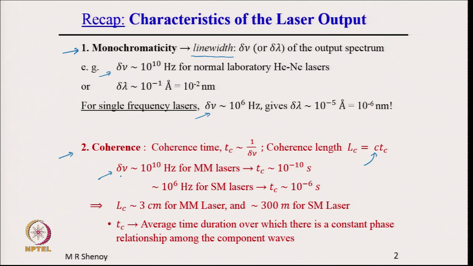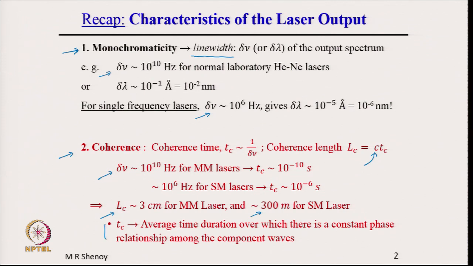For delta nu equal to 10 to the power of 10 hertz, which is typical of multimode lasers, T c is of the order of 10 power minus 10 seconds, whereas for delta nu of the order of 10 power 6 hertz, which is for single mode, single frequency lasers, T c is of the order of 10 power minus 6 seconds. The corresponding L c, the coherence length, is 3 centimeter for multimode lasers and about 300 meter for the single mode laser. That is simply c times T c.